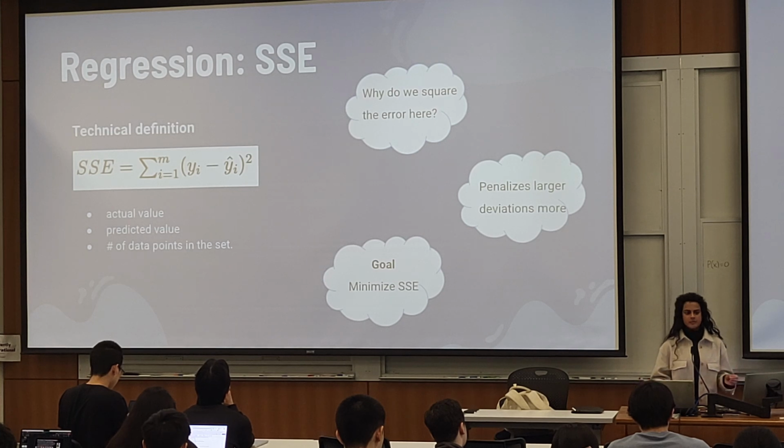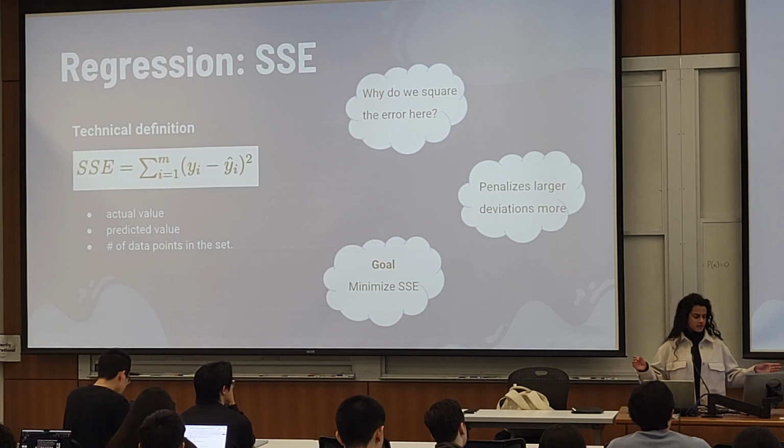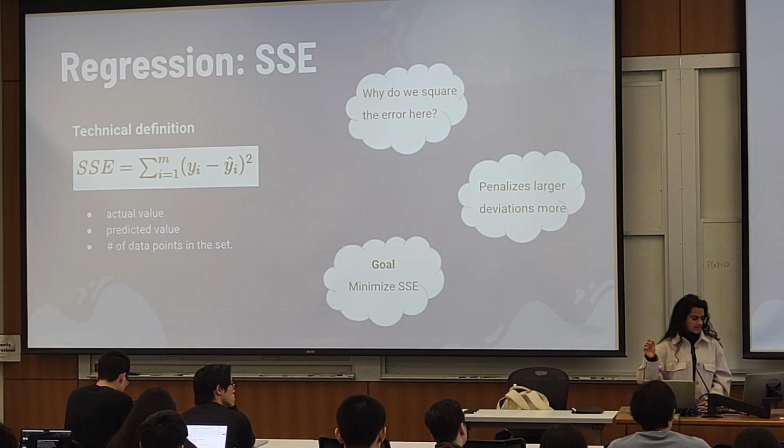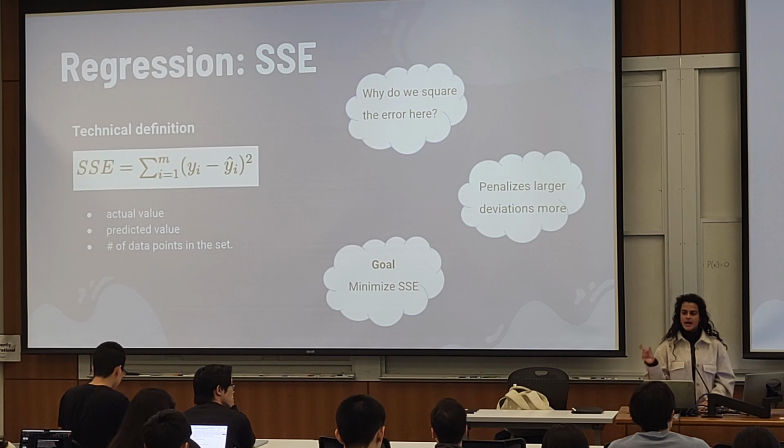But basically, talking a little bit more about regression and how the sum of squared errors works. So this is the technical definition. Basically what this is saying is you take the sum from the first point in your data set all the way to the nth point, which is your last point in your data set. And for every single point, you are looking at y subscript i, which is your actual value, and you're subtracting the predicted value, or what the value of your model is, and then you're squaring it.